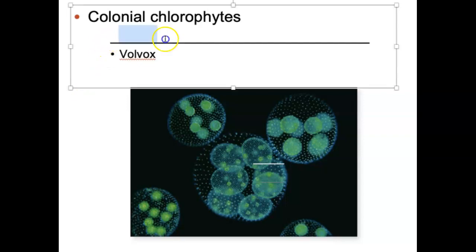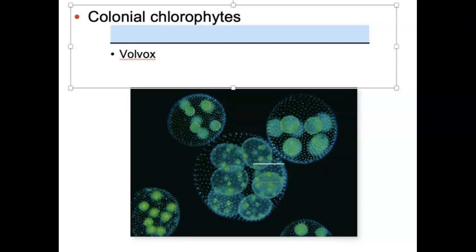So, colonial chlorophytes are evolutionary bridges to multicellular organisms. Colonial means you all group together, everybody's kind of hanging out, but you're still independent. Bacteria are colonial organisms. They aggregate together, but they still act independently. Volvox here is an example of a colonial chlorophyte. So again, think about evolutionary connections towards multicellular land plants. Not the ancestor, but a cousin that's doing something similar to what the land plants are doing.